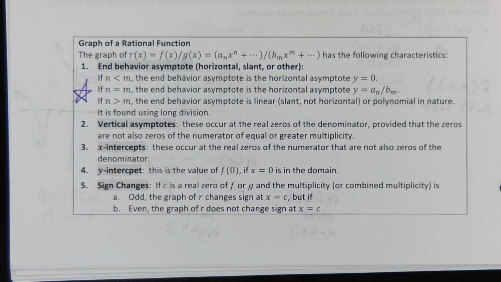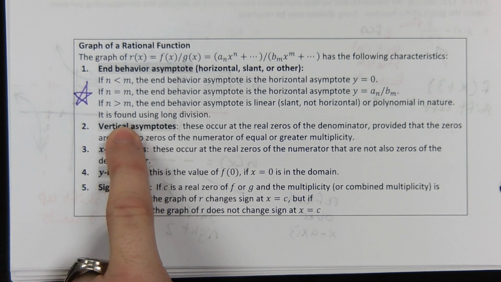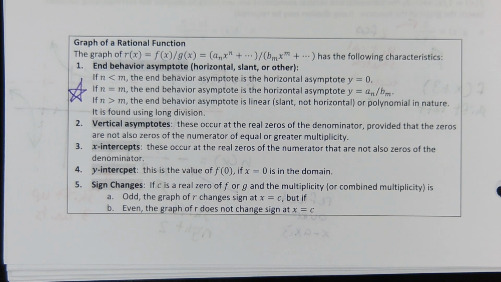I'm going to shorthand end behavior asymptote to EBA. Vertical asymptote will be VA. Horizontal asymptote will be HA. Just because I'm lazy. EBA, end behavior asymptote. This will be VA, as in Victor. But yeah, so that's what's up there.